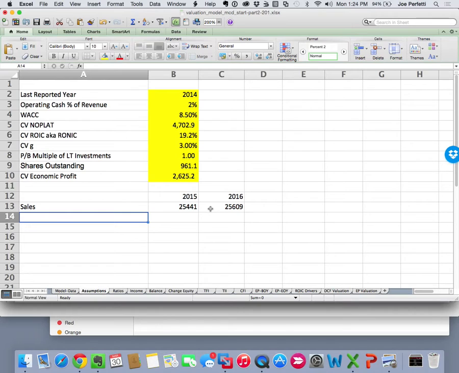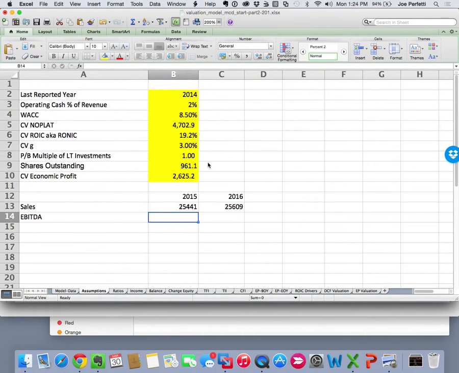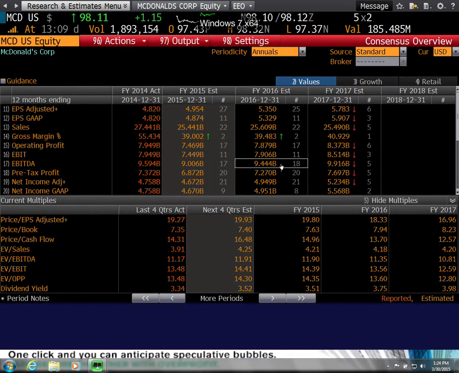Then EBITDA. 2015 EBITDA forecast, 9,006. 2016 EBITDA forecast, 9,444.